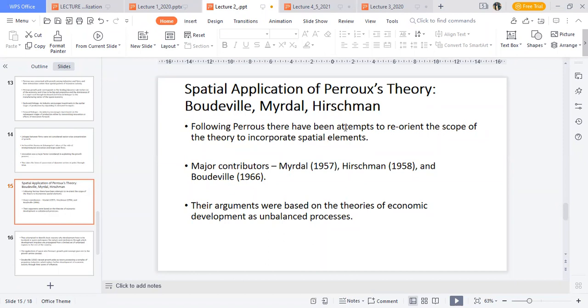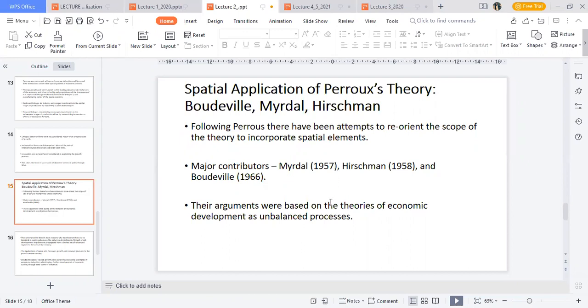Following Perroux, there have been attempts to rearrange the scope of the theory to incorporate spatial patterns. So there are some people who have actually contributed to the growth pole theory. They've added to what Perroux said. Otherwise, Myrdal, Hirschman, Boudeville, they are not trying to criticize, but they are trying to add what they think or believe to it. So it's more or less an academic contribution to it.